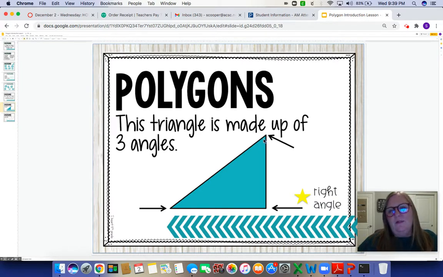They just told us that an angle is where 2 lines meet in the corner. So this line meets with this line. Here's an angle up here. There's another angle down here. And this angle right here, because it makes a perfect square almost like you're sitting in a chair, it's called a right angle.